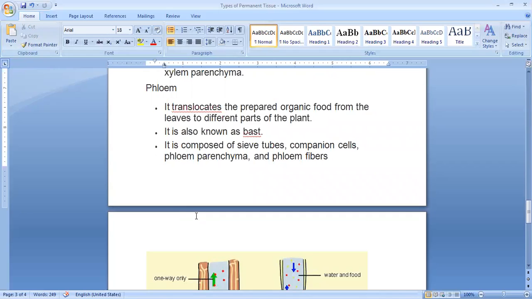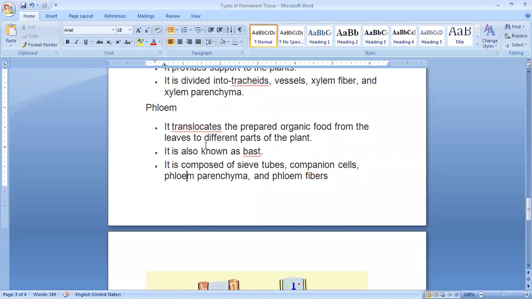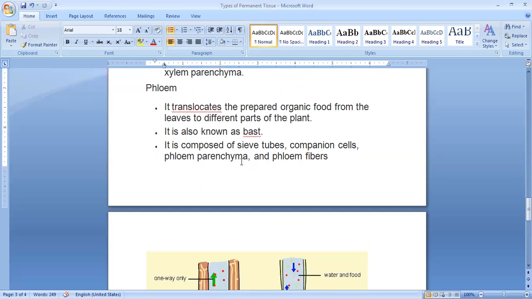Now let us see phloem, the other complex permanent tissue. It translocates the prepared organic food from leaves to all the parts of the plant. That means it helps in the transportation of glucose. Glucose is made during the time of photosynthesis, and it transports that glucose to different parts of the plant from leaves. It is also known as bast.